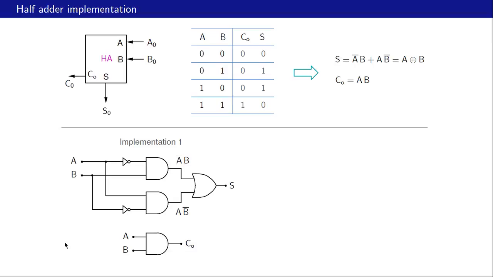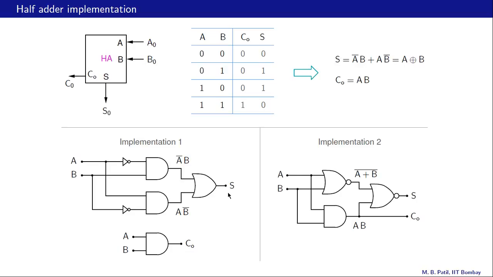So here is how the S and CO functions can be implemented. CO of course is just AND of A and B as shown here. And to get S we need to generate A bar and B bar, then A bar B and AB bar, and then finally put them through OR gate to get S. There is a better implementation and that requires a smaller number of gates. And you should take this as homework and verify that S is indeed A bar B plus AB bar in this case.